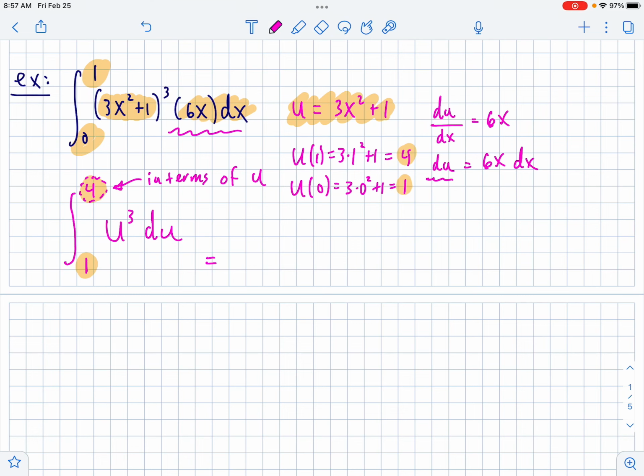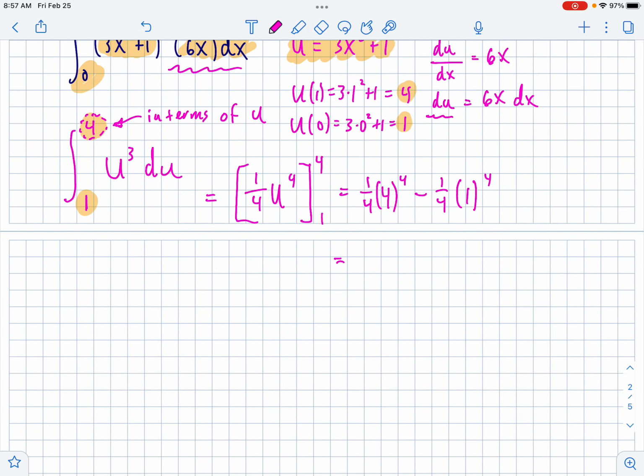Then you can take your integral, which will be 1/4 u to the 4th from 1 to 4. Then you plug in the top thing minus the bottom thing. So this will be 1/4 times 4 to the 4th minus 1/4 times 1 to the 4th.